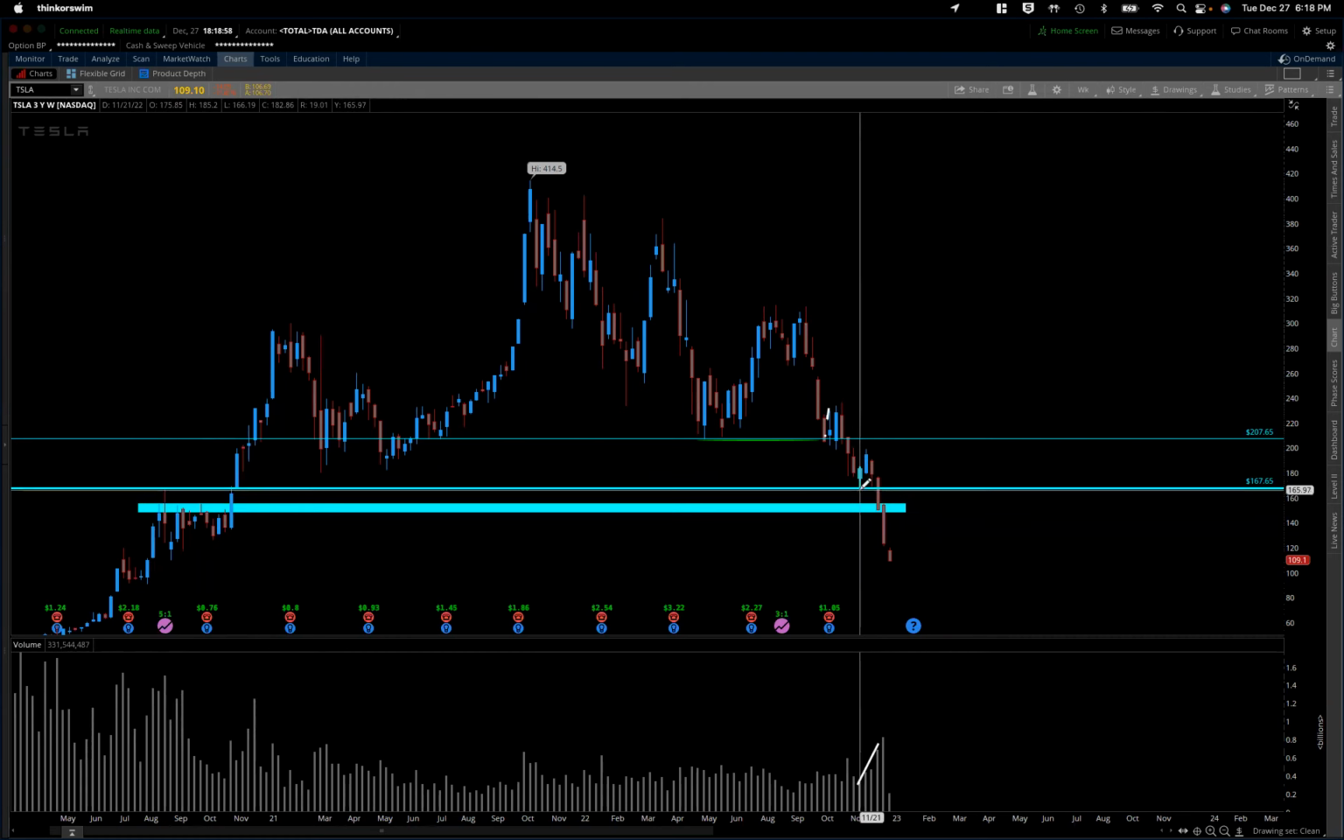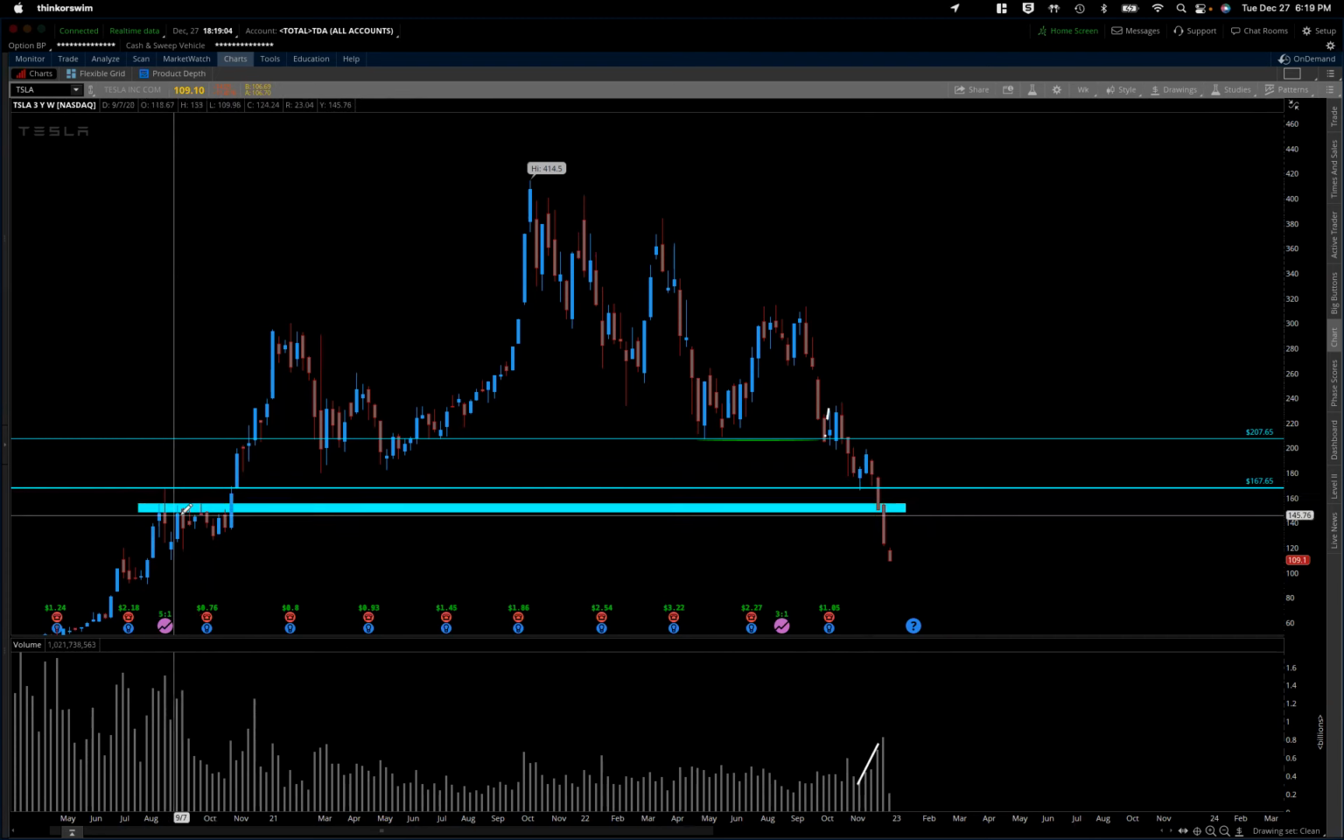So this would be a different type of support zone for me in my head. This would be more of a pivot rather than something that had been tapped multiple times.